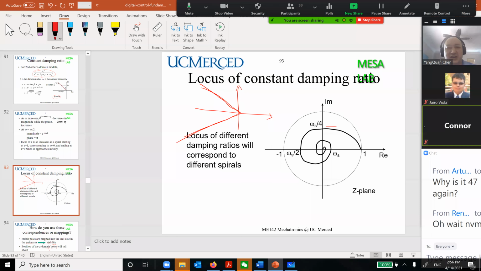We don't do the root locus analysis here. This is just to show you that if you have a sector domain in here, different damping ratios correspond to different spirals. So you have a different type of spiral within the unit circle. This is called the sector field. We don't use this one very often, using that constant damping ratio.